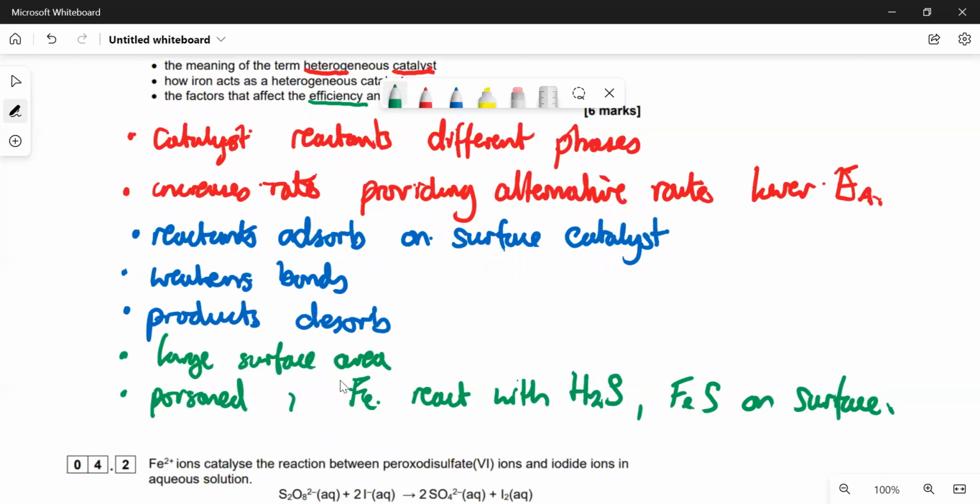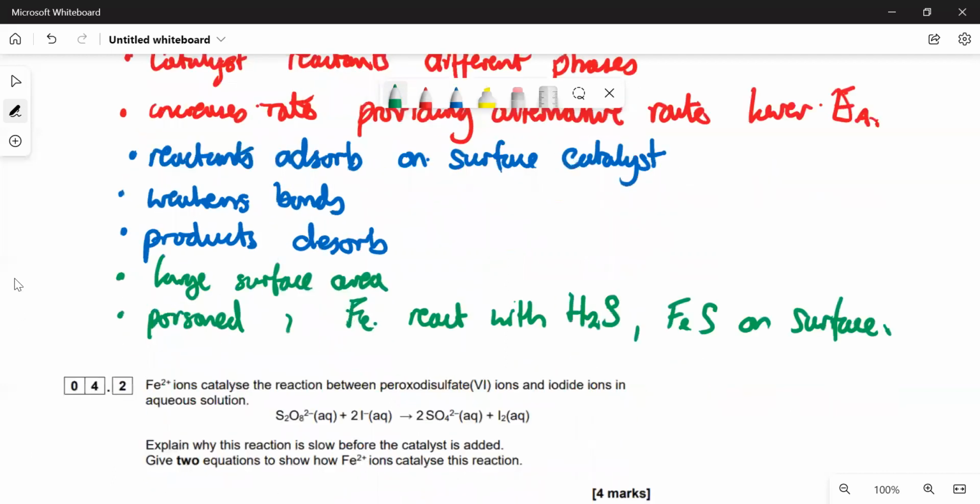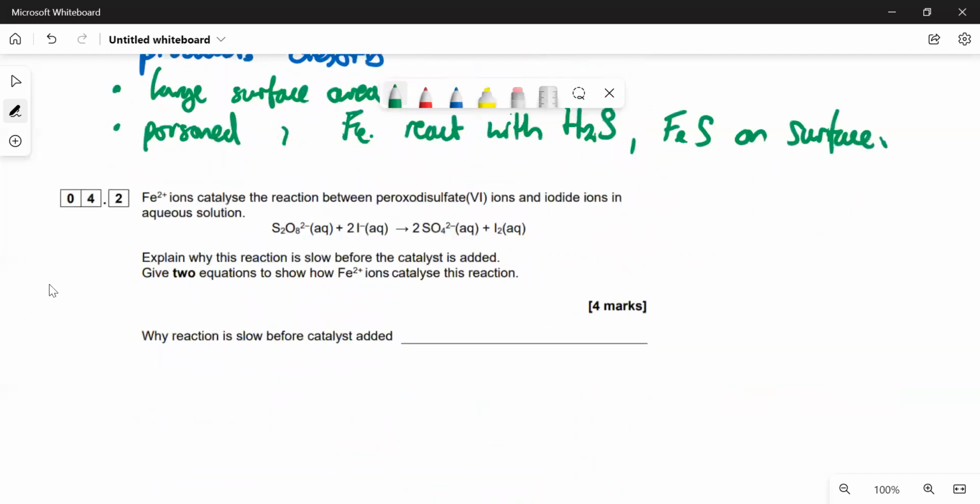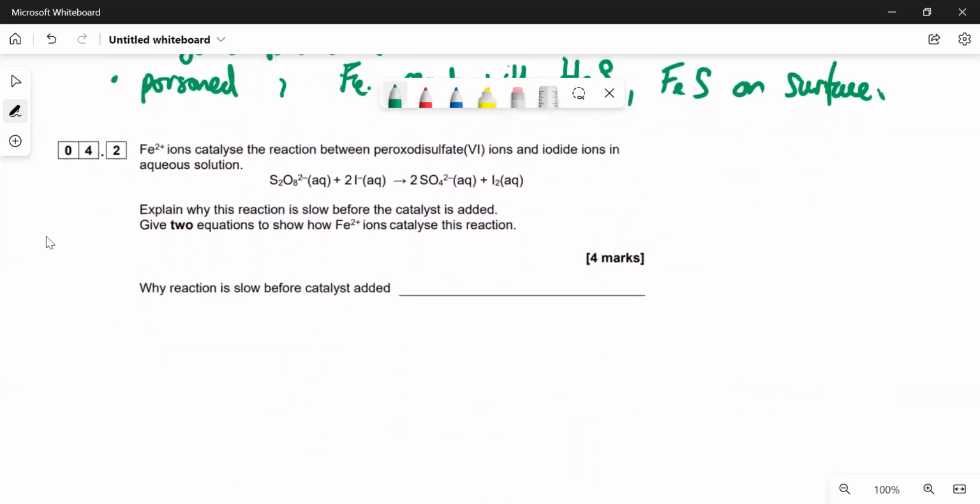Okay, so now let us move on to 4.2. This is about a homogeneous catalyst, Fe2+ ions catalyzing the reaction between peroxodisulfate and iodide ions. Now, this reaction is on the specification. It's quite a difficult thing, but they ask the same question every time. You've just got to basically know this example, and it's a straightforward recall of knowledge, really.